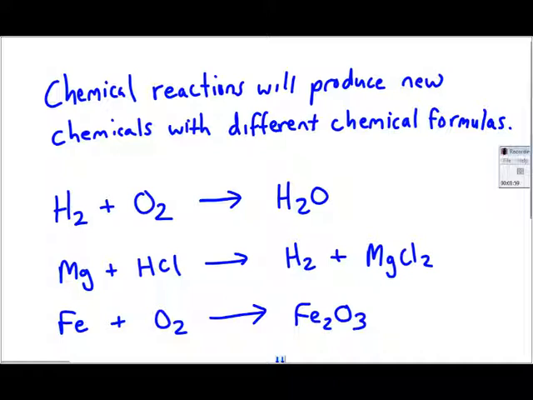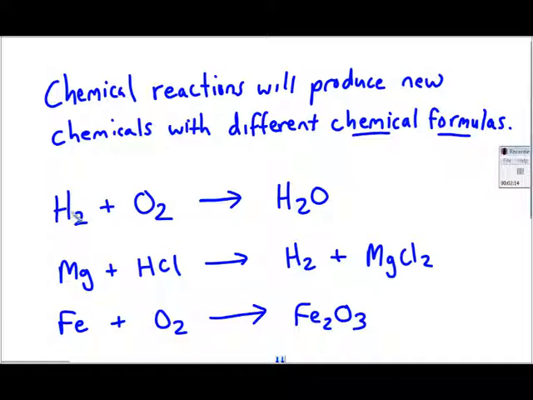We have lots of chemical reactions. Chemical reactions produce chemical changes. They're going to produce new chemicals, and new chemicals have different chemical formulas. So I have 3 different examples here. 3 examples of chemical reactions, 3 examples of chemical changes, 3 examples where new chemicals are being produced.